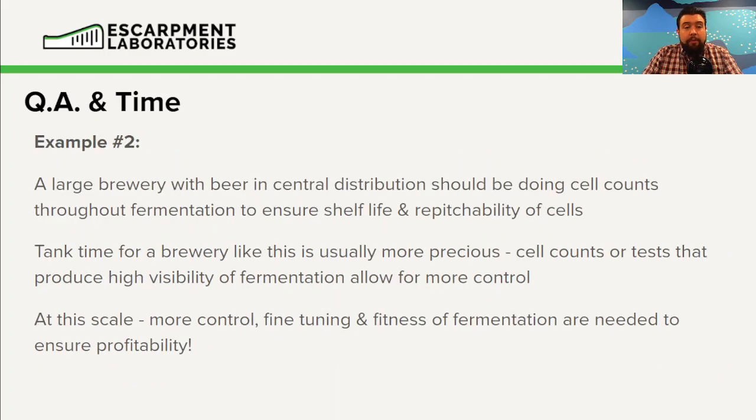Now let's scale it up. If we are a larger brewery with beer that's in central distribution, should we be doing cell counts throughout fermentation? Well, this will help us ensure shelf life and repitchability. This will help us determine what properties this beer we just produced has, which means that cell counts are tests that produce high visibility of fermentation. This will allow us more control, and it's going to give us more confidence of this product's performance when it's in the industry.